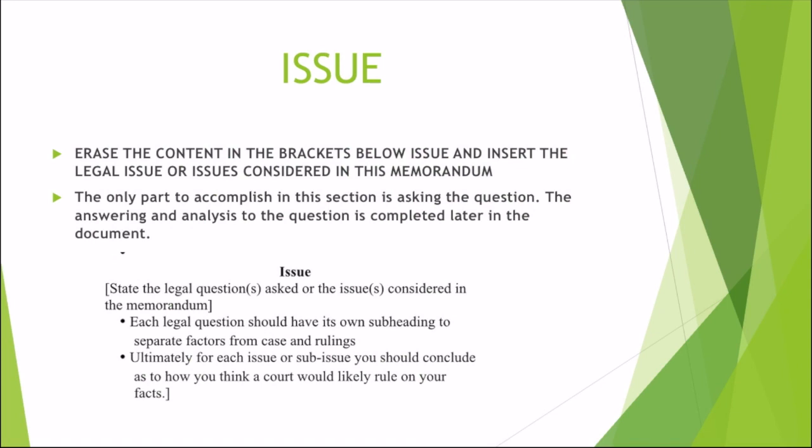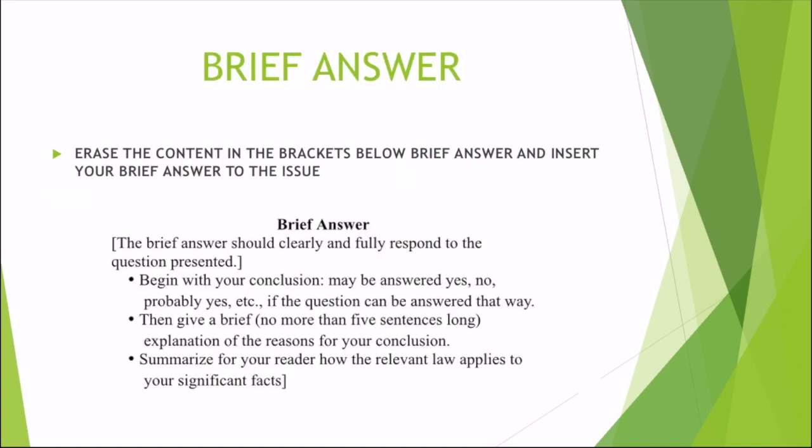Once you have completed listing the issue, you will next move on to erase the brackets below Brief Answer and insert your brief answer to the issue. This should clearly and fully respond to the question presented before. Begin with your conclusion. Then give a brief, no more than 5-sentence long explanation of the reasons for your conclusion. Summarize for the reader how the relevant law applies to your significant facts.